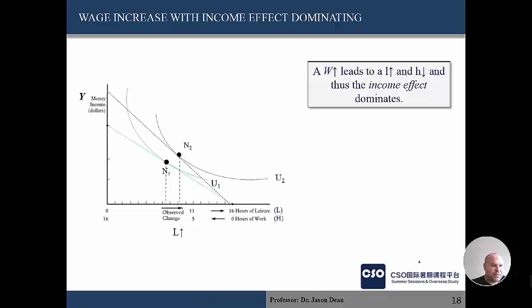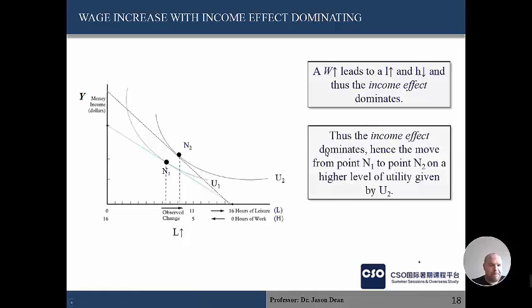But remember, there's a substitution effect going on here as well, which would make them want to work more. So since the net effect, the overall effect, is for them to work less and increase their leisure, the income effect must have dominated the substitution effect. Okay?